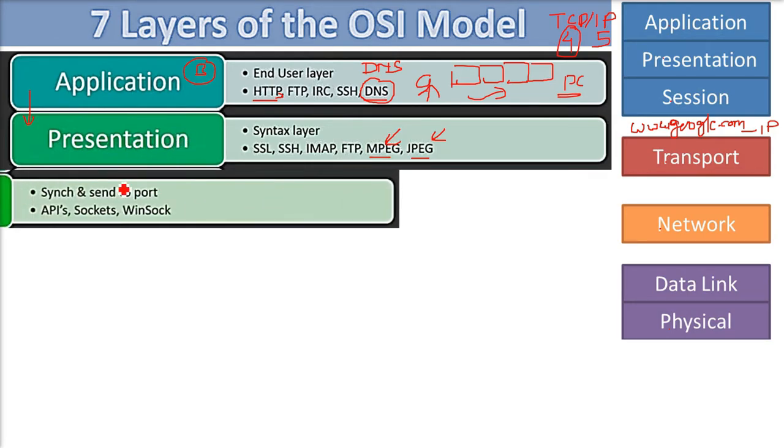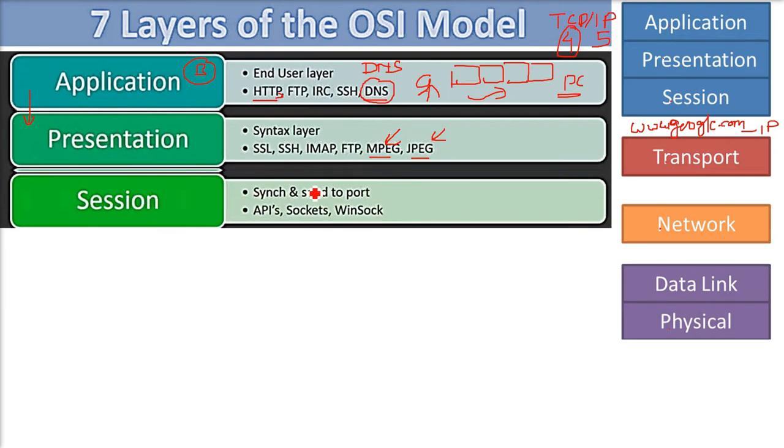And whenever some communication happens, there is a session. That is, after some time the session will end. So synchronization and sending to a port, that is the APIs, the sockets and the WinSock, all is done here in the session part of this 7-layer protocol stack.